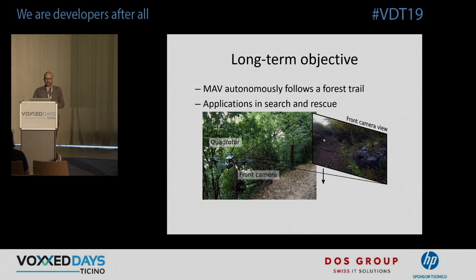So some years ago, we developed this system with a drone that was following a forest trail. And the reason to do that was, okay, let's let this drone fly in forests and look for people to rescue. That's a very long-term objective. Of course, we are doing research. We are not really interested in arriving up to there.